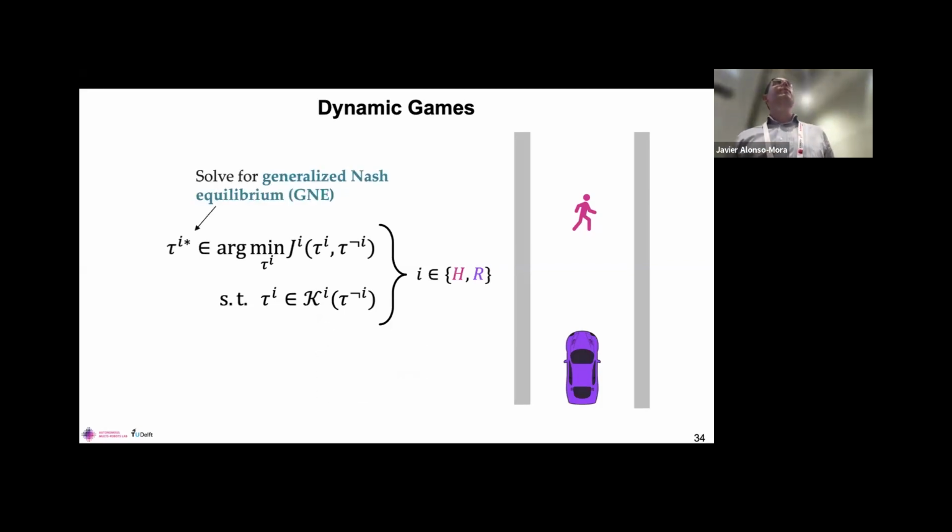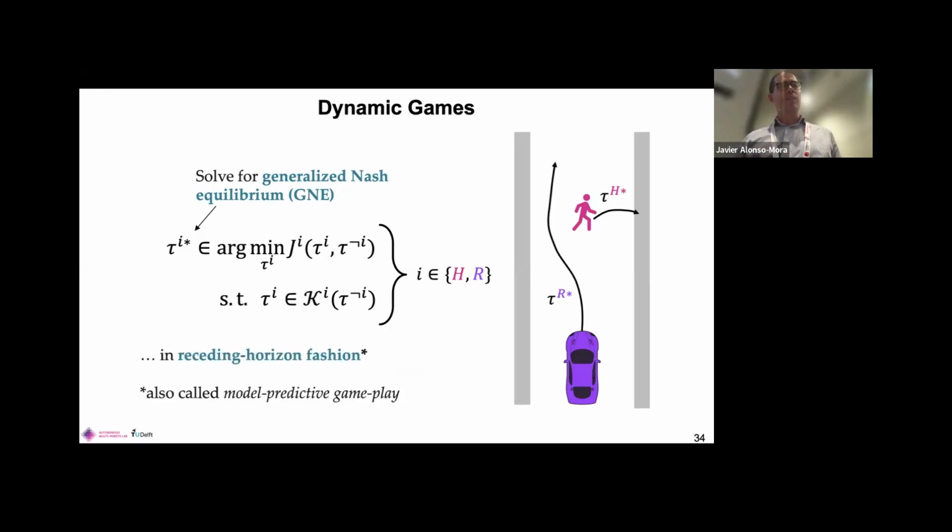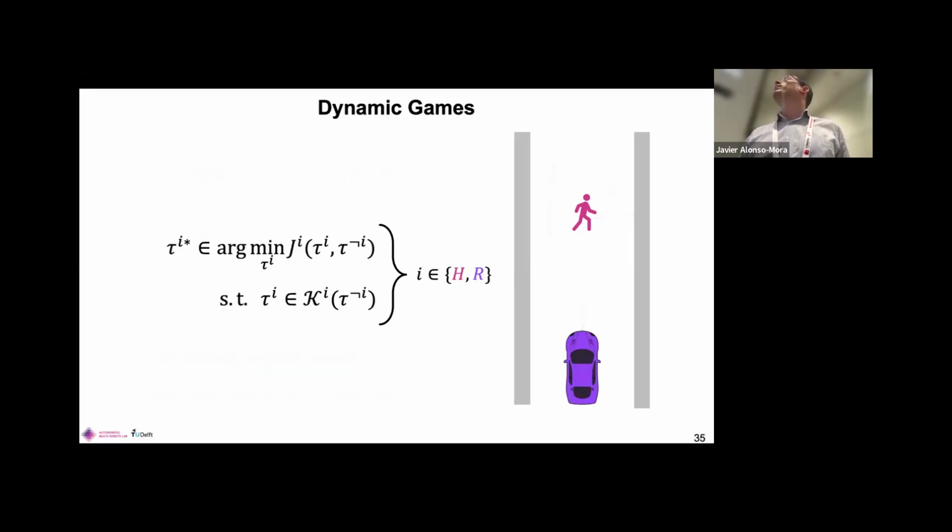And when you solve that optimization problem, you get the trajectory for both your robot as well as the human. The one for the human is just a prediction, and the one for the robot is the one that you actually end up executing. And you do this in a receding horizon fashion, like in MPC that I was explaining before. And this is also called model predictive gameplay.